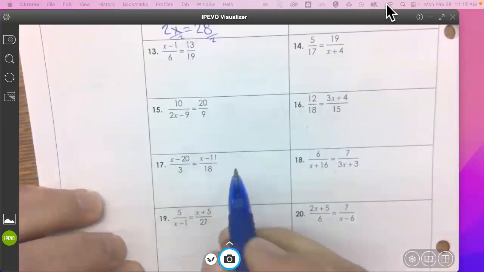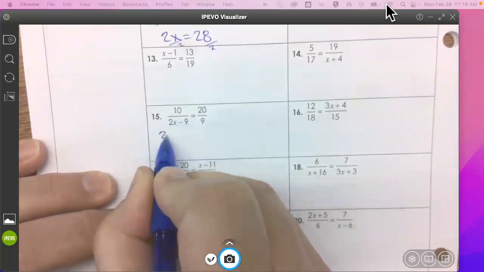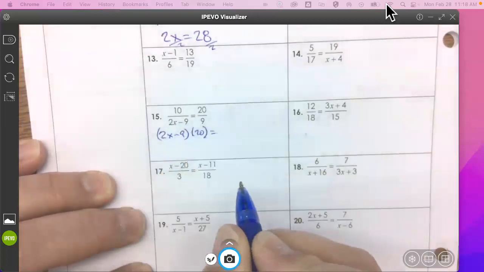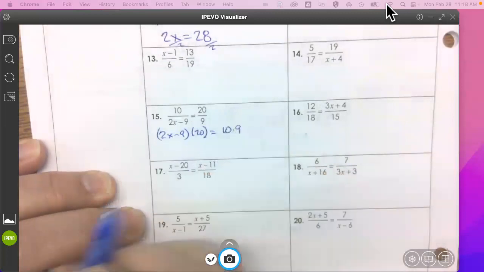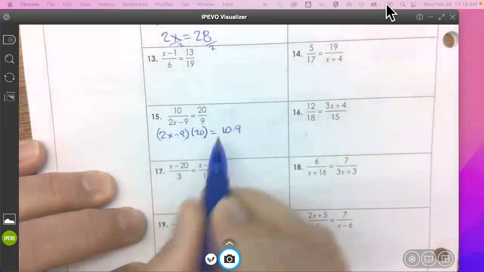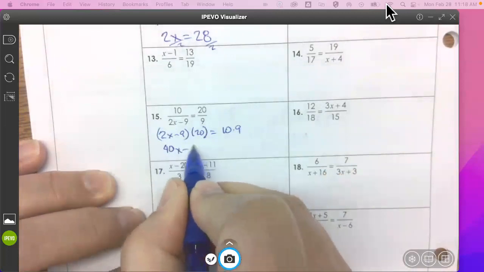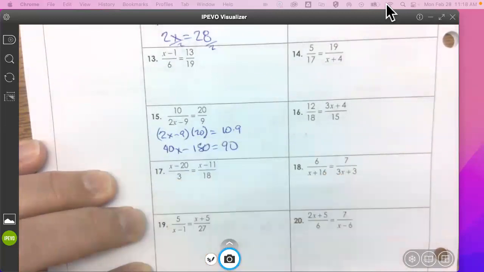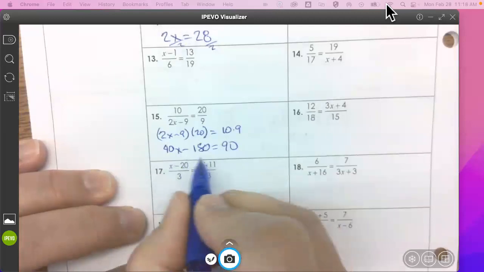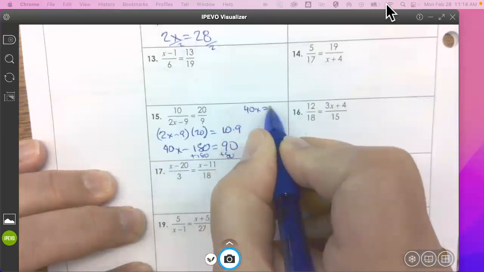Let's take a look at number 15, for example. Let's use our x piece first. We're saying that 2x minus 9 times 20 is equal to 10 times 9. I suggest you set it up in its multiplied but not distributed yet form first. Then distribute it. 40x minus 180 equals 90. This is a linear equation, so I'm going to get all my constants over to one side by adding 180. I get 40x equals 270.